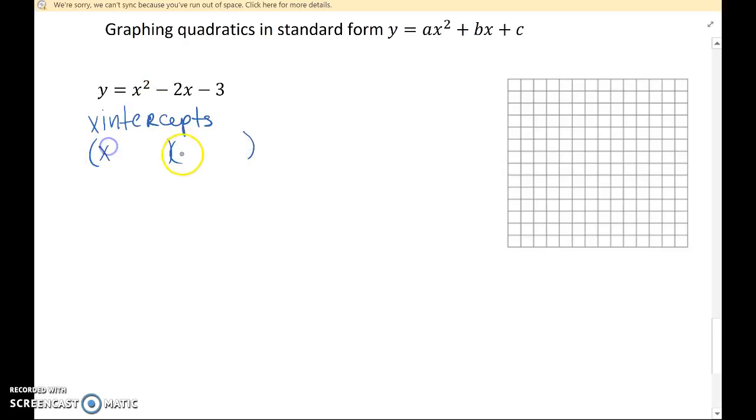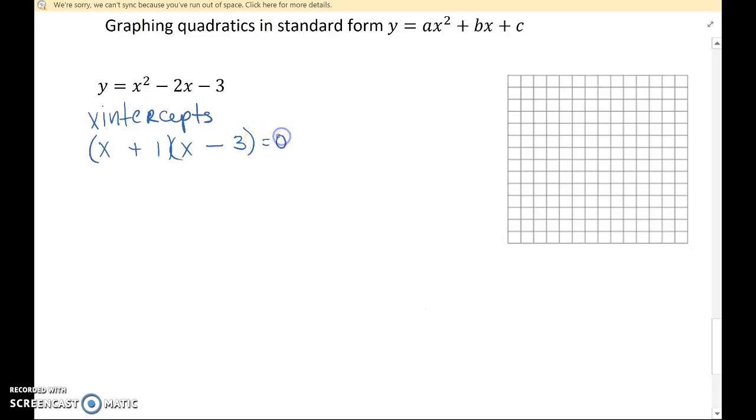So first, x times x is x squared, and then we need to think of multiples of 3 that can have a sum or difference of 2. 3 is prime, so we know that our factors are 3 and 1. And to get a negative 2x, we would need a negative 3 and a positive 1. And 1 times negative 3 is negative 3. So from here, we need to solve our parentheses equal to 0, and we get x equals negative 1 and x equals 3. And so my x-intercepts would be negative 1, 0 and 3, 0.